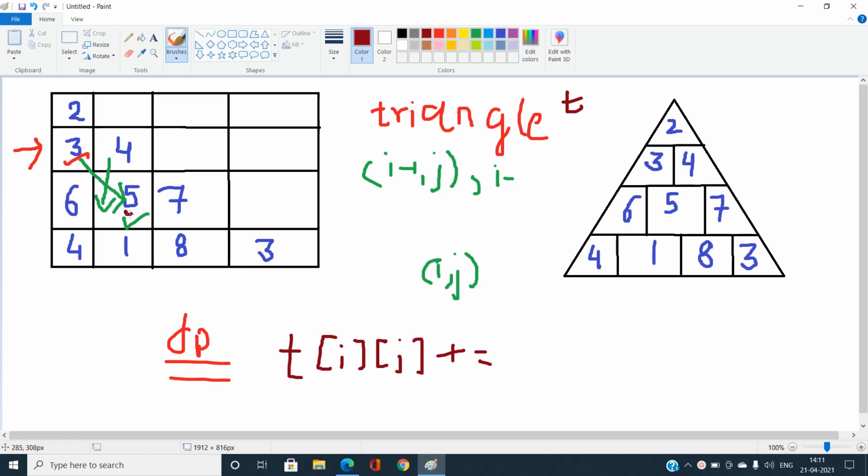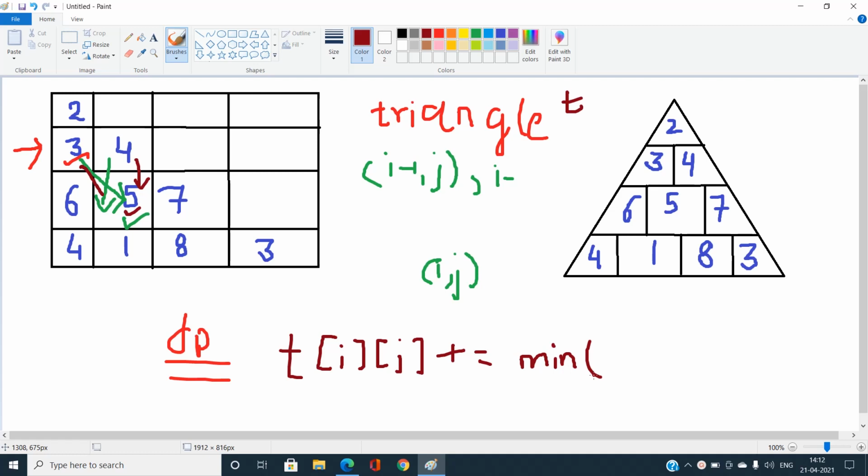Either we can come from row minus 1 with the column remaining the same, that is from this, or you can also come from row minus 1, column minus 1, that is from 3 to 5. So I can come from a minimum of these, since I need to find the minimum cost for reaching the bottom cell; at each step I need to take the minimum cost, obviously.